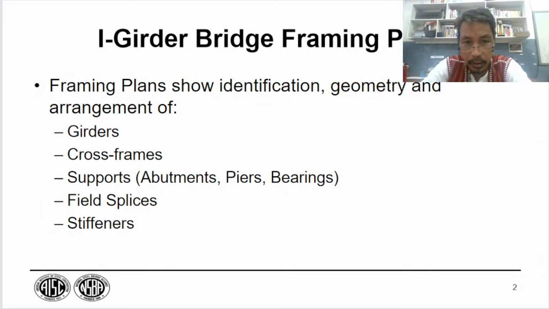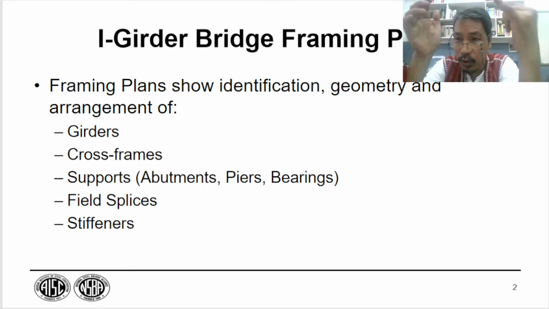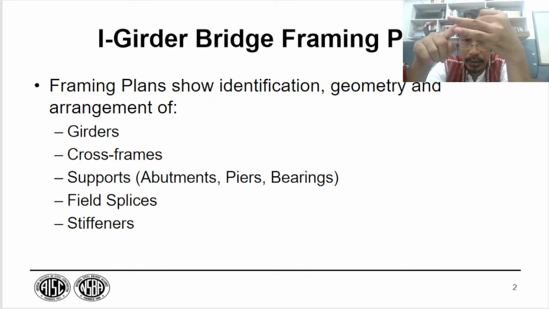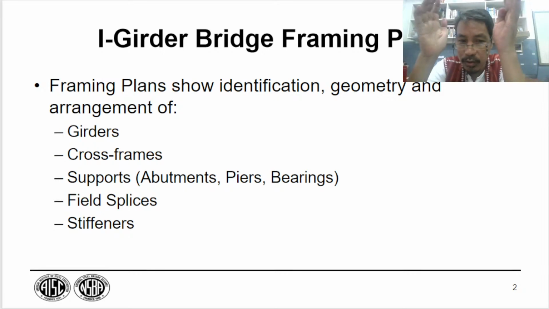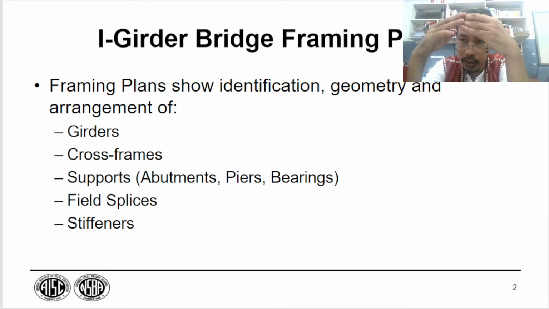So for a bridge application, framing plans show identification, geometry, and arrangement of the following. Now, what are those? Girders, number one. Okay, a girder is the main support system of a bridge. Okay, cross frames. Okay, different types of supports, like what? Abutments. Okay, piers, bearings. Okay, those are the support components. What else? Field splices. We need to be detailed on these field splices. For example, we will talk about welding, we will talk about butt connection, we will talk about bolt connection. It is very important in our study of steel design. Okay? So how do we connect one steel component to the other, splicing.